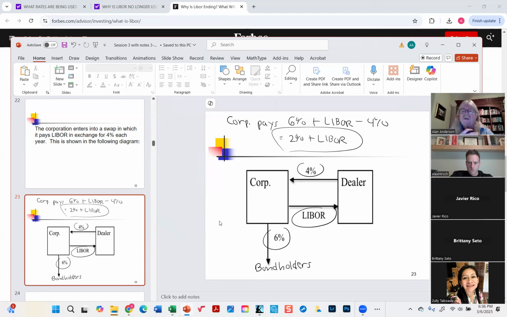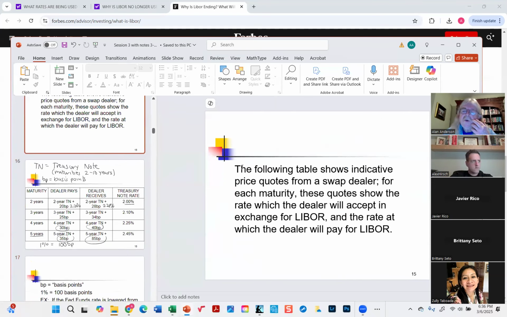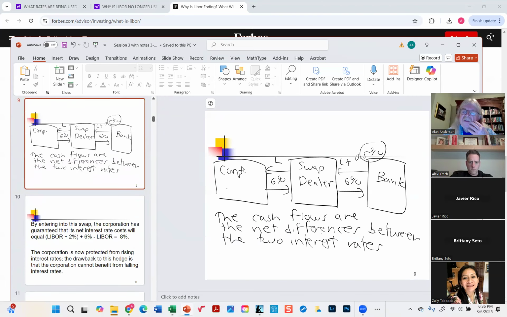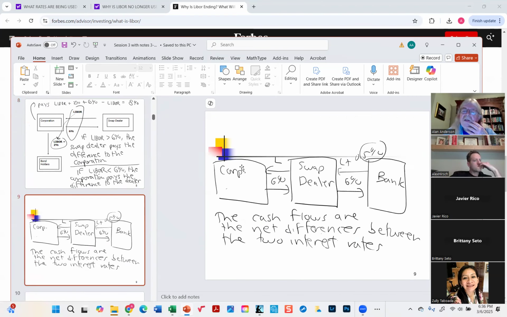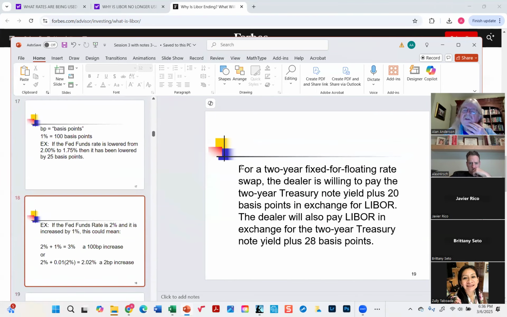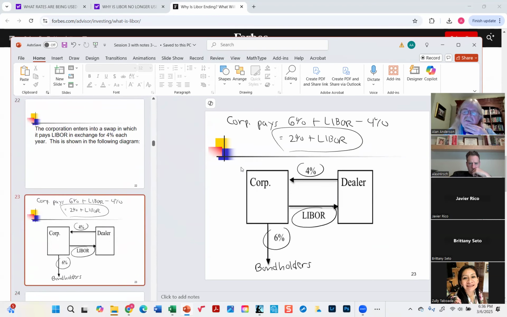So the corporation's outlook is exactly the opposite of the bank that we saw earlier. Or actually, it was a corporation too, where these guys were already paying a floating rate. They wanted to swap it out for fixed. Now, this corporation has the opposite outlook. So they're trading away their fixed rate exposure for floating rate exposure.